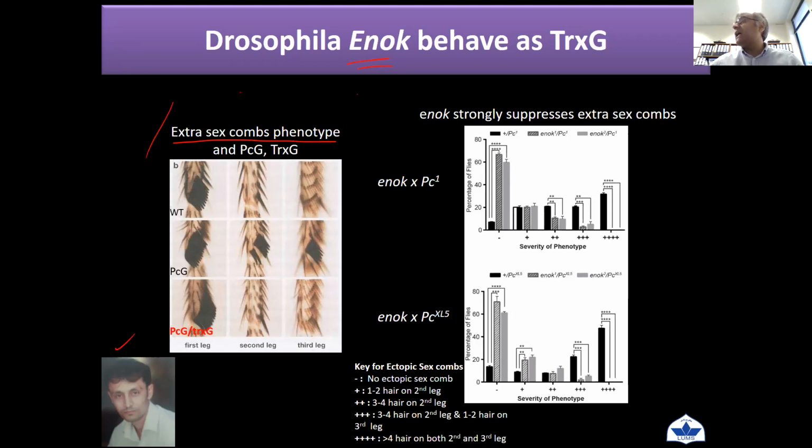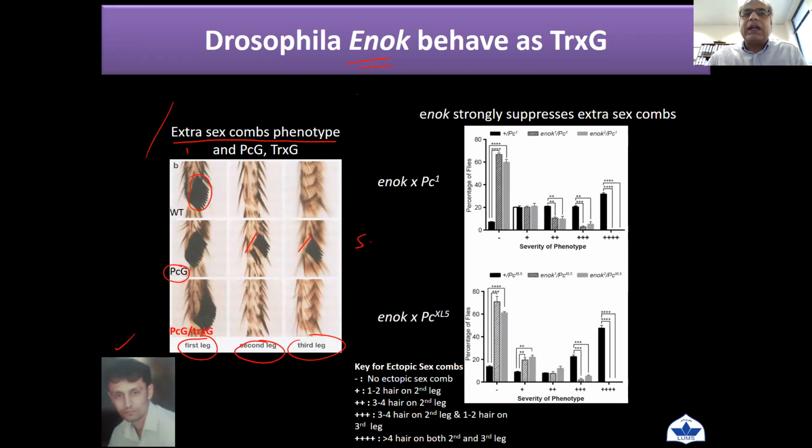In flies, as I told you, males have these sex combs. This is the sex comb structure, present only in fruit fly males on the first pair of legs. This is the first pair of legs; this is the second and third, which don't have sex combs. These structures are used by males to hold the female at the time of mating. When you have mutations in Polycomb, you have extra sex combs.